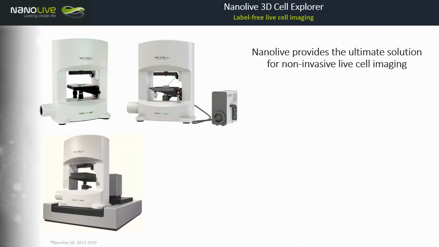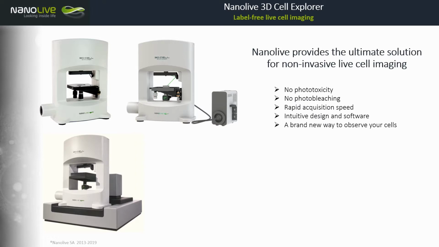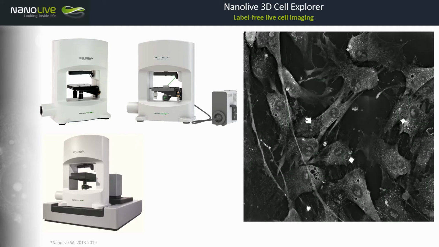As you have seen from this overview of applications, Nanolive imaging is the ultimate solution for studying unperturbed living cells. Indeed, it provides a harmless approach without phototoxicity or photobleaching, and without compromising temporal resolution. Furthermore, the design is simple, intuitive, and modular, so it can be adapted perfectly to individual research needs. With this brand new way of observing cells, you can now see what you've been missing.